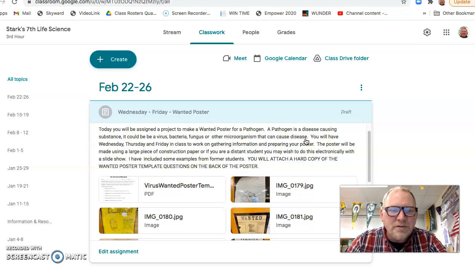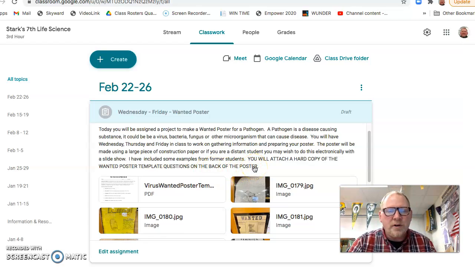You'll have Wednesday, Thursday, and Friday in class to work on gathering information and preparing your poster. Your poster will be made with a large piece of construction paper, or if you're a distant learner, you may wish to do this electronically with a slideshow. I've included some examples from former students. You will attach a hard copy of the wanted poster template questions on the back of your poster.